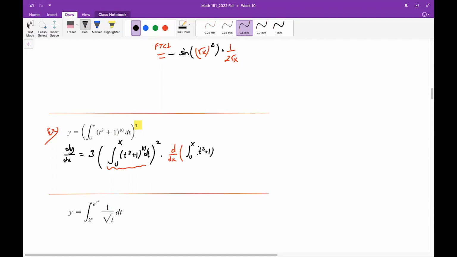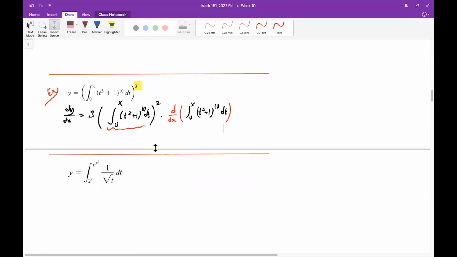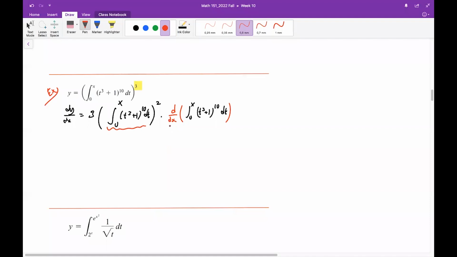T cubed plus 1, like this. By taking this derivative now, we will of course apply the fundamental theorem of calculus part 1, FTC part 1. Integral, then derivative. This means that please apply the fundamental theorem of calculus to get the result as fast as you can. So what you should do is insert whatever you see here for the t variable of your function. So it is x cubed plus 1 to the power 10.